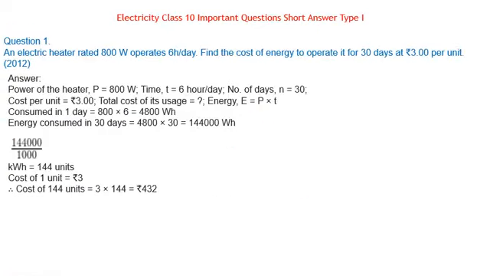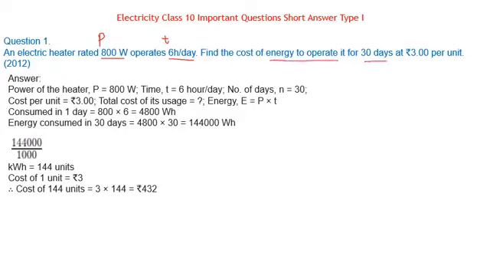Let's do the next set of questions, that is important questions, short answer type. Question number 1. An electric heater rated 800 watt operates 6 hours per day. So the power is given, 800 watt. The time is given, 6 hours per day, in hours. Find the cost of energy to operate it for 30 days.